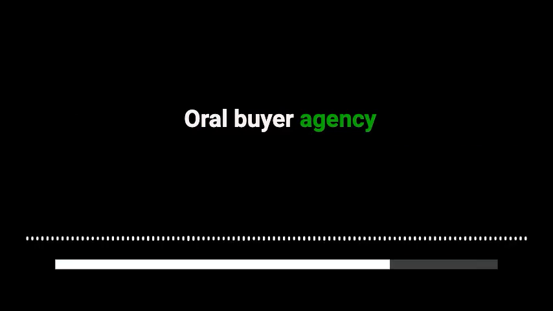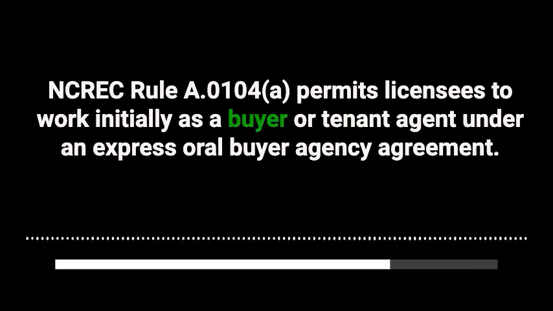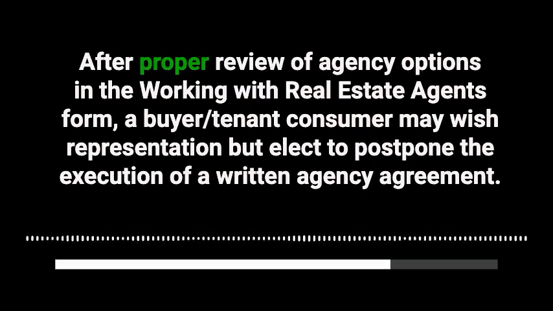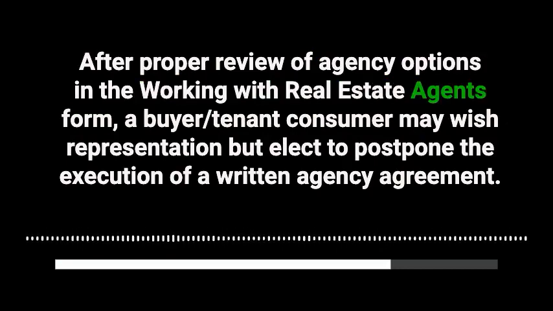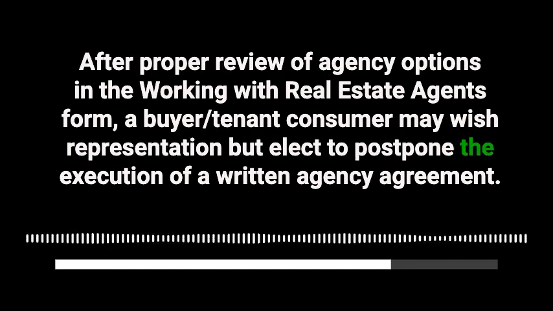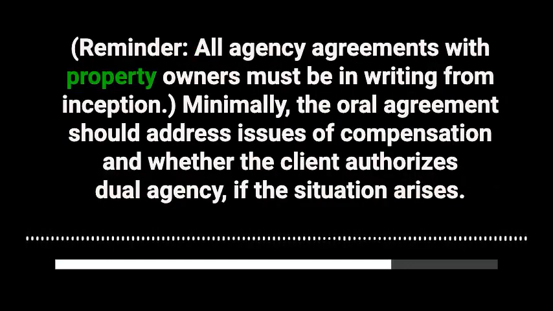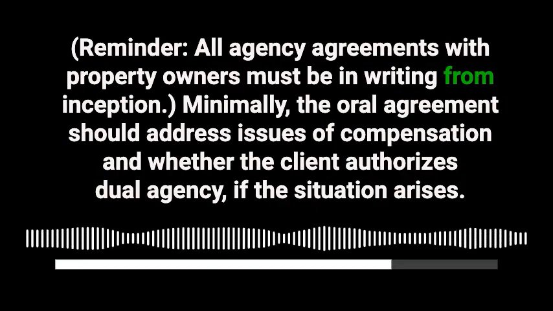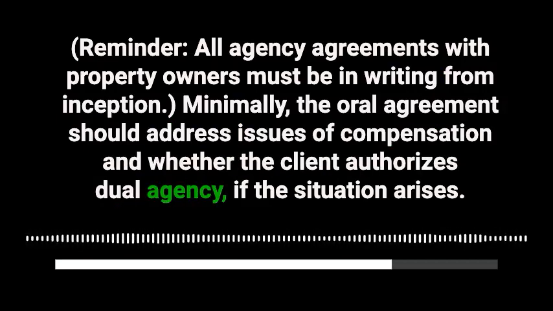Oral Buyer Agency. NCREC Rule A-104 permits licensees to work initially as a buyer or tenant agent under an express oral buyer agency agreement. After proper review of agency options in the Working with Real Estate Agents form, a buyer, tenant, or consumer may wish representation but elect to postpone the execution of a written agency agreement. Minimally, the oral agreement should address issues of compensation and whether the client authorizes dual agency, if the situation arises.